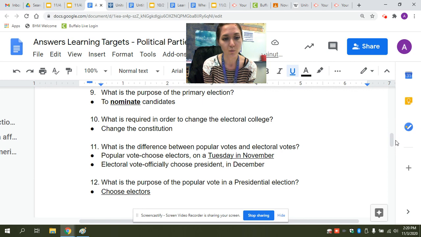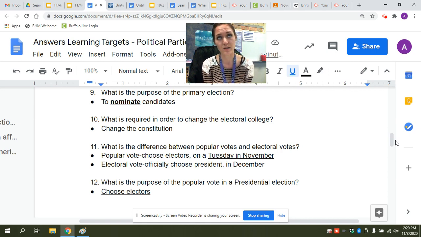All right, number 10, what is required in order to change the Electoral College? A change in the Constitution. Number 11, what is the difference between popular votes and the electoral votes? Popular votes, technically they're not choosing the president, they're choosing electors when they vote, and that happens on a Tuesday in November.